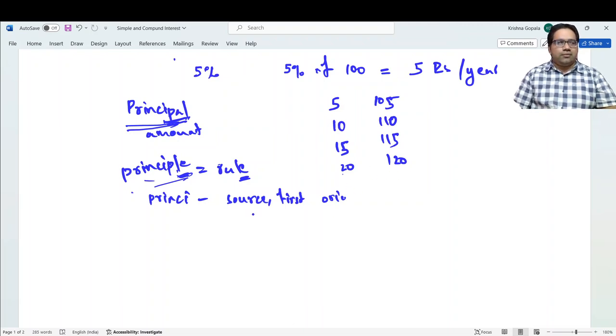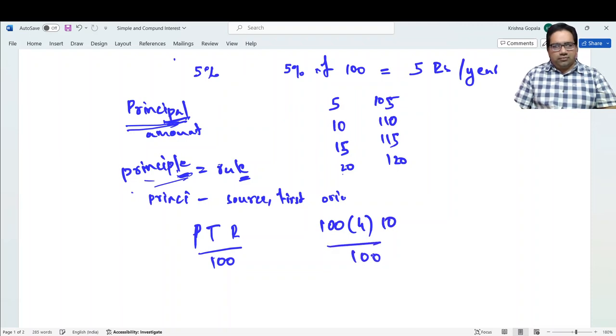Okay. So now, this is the principal. We'll call it P. We'll call it P into whatever is the time, into R, whatever is the interest rate, by 100. What that means is, if 100 rupees and it is 4 years, 100 into 4, if the interest rate is 10 by 100, then 40 rupees interest we have to pay.